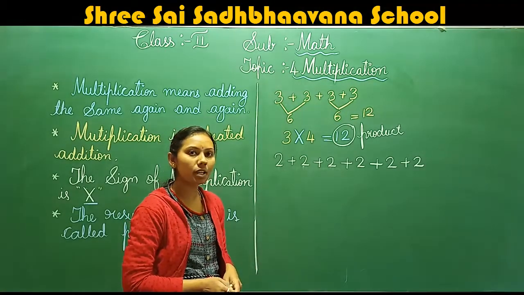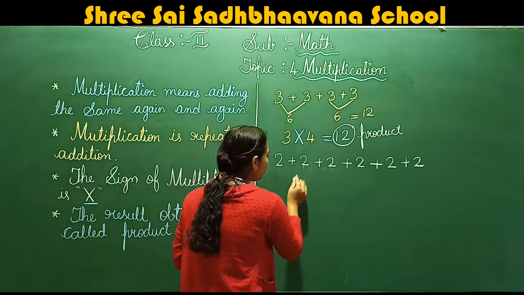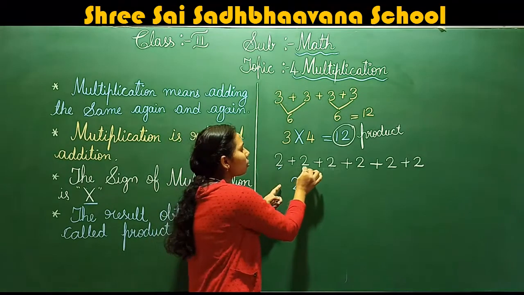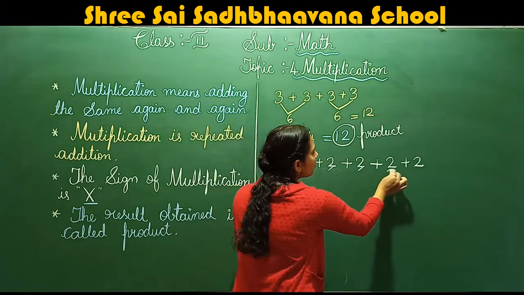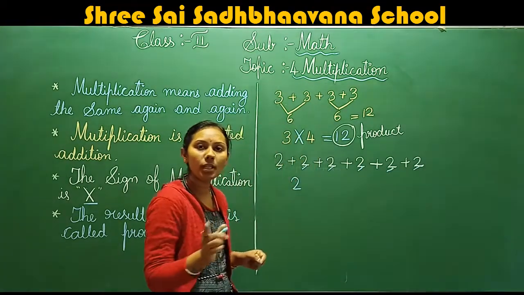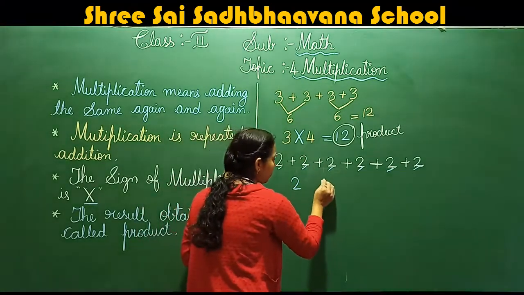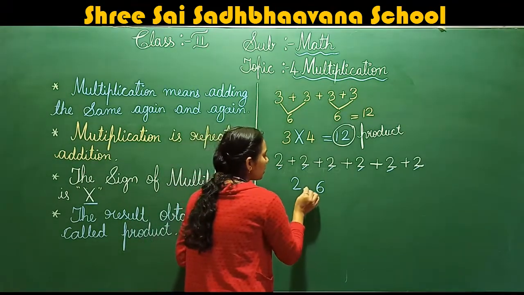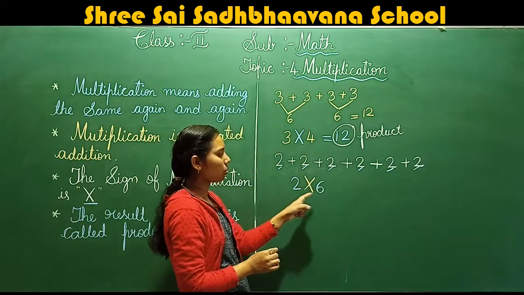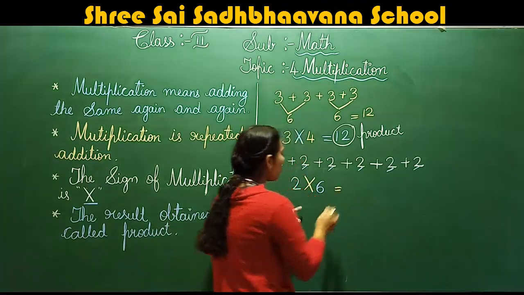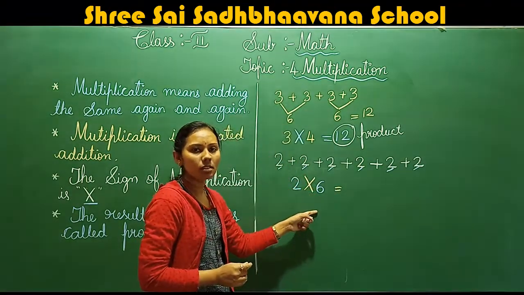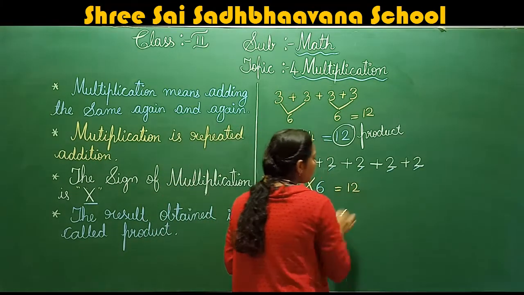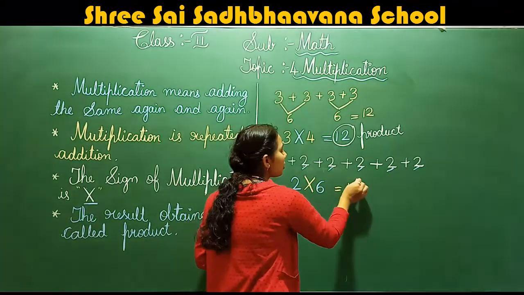So what do we have to do here? We can do that with 2. How many times is there 2 here? Let us count. 1, 2, 3, 4, 5, 6. How many times? 6. Okay, 2, 6 times. 2 sixes are what? 12. So the answer, the product we obtained, is 12.